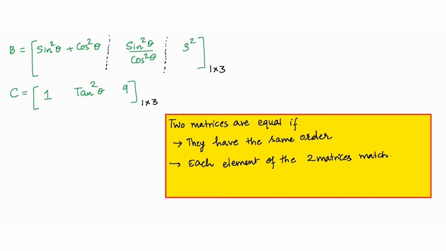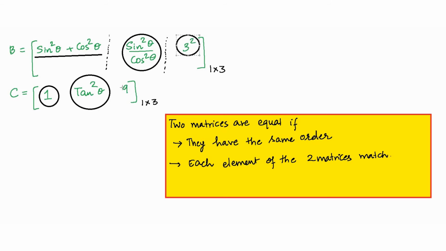Now let's take a look at their individual elements. I have sine square theta plus cos square theta. If I know my trigonometry, I know that sine square plus cos square is 1. So the first 2 elements definitely match. Let's take a look at the second element. In matrix B, the second element is sine square theta by cos square theta, and in matrix C, it is tan square theta. So sine square theta by cos square theta is indeed equal to tan square theta. And the third element that I have is 3 square, which is equal to 9.